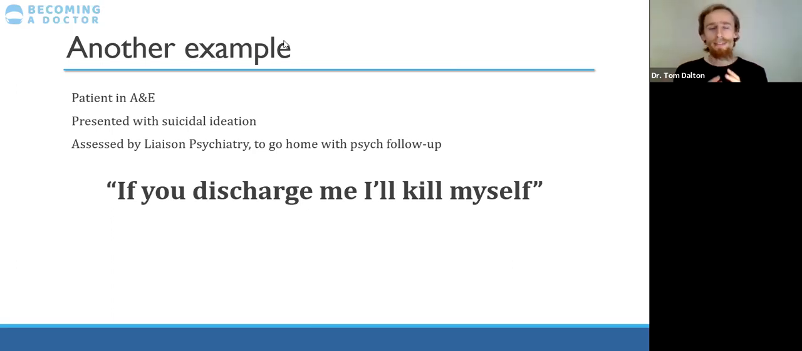And within that plan, there's a containment, essentially like what a mother provides for an infant. They're saying, we're going to respond to you and look after you and hold your distress and make sure you're not on your own with it. So that's all happened. And now they're saying, if you discharge me, I'll kill myself. But the implication is that they want to be admitted.